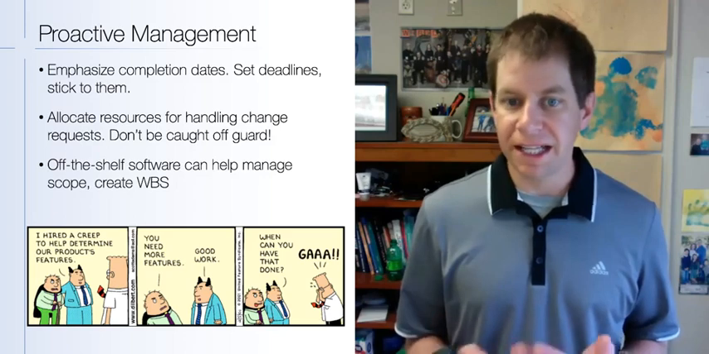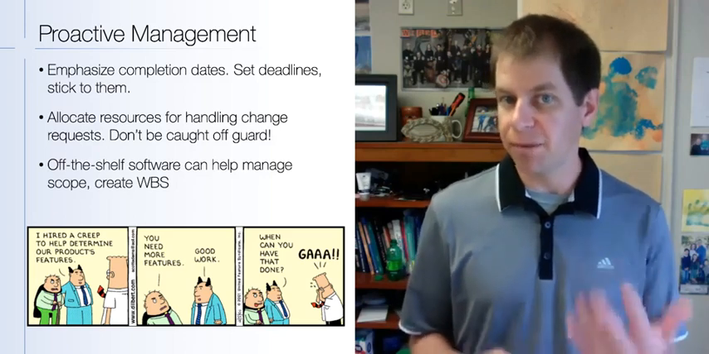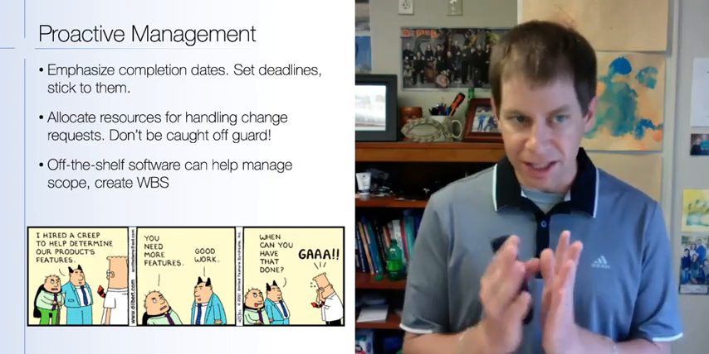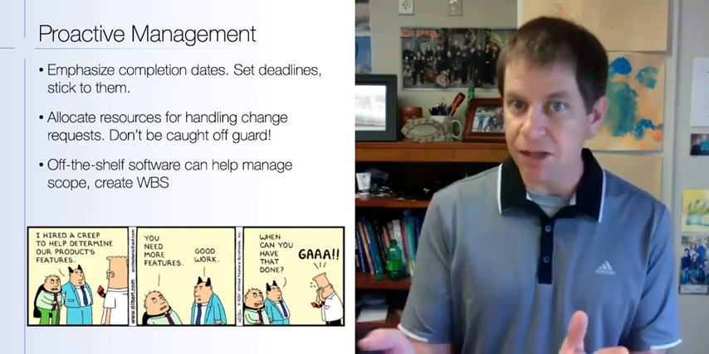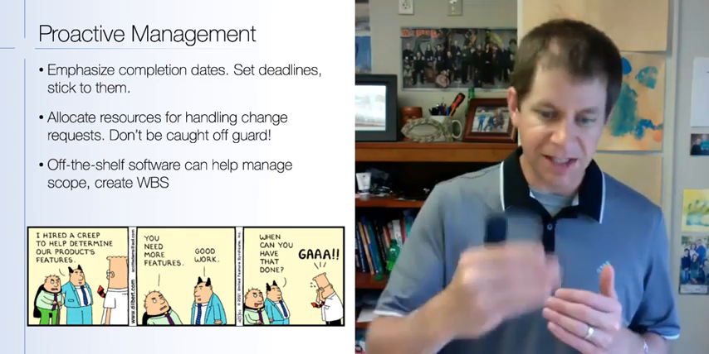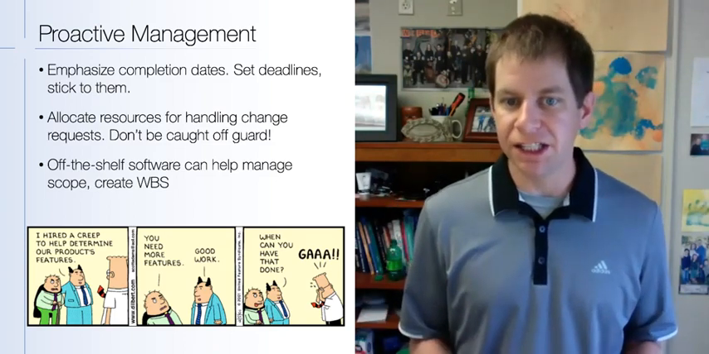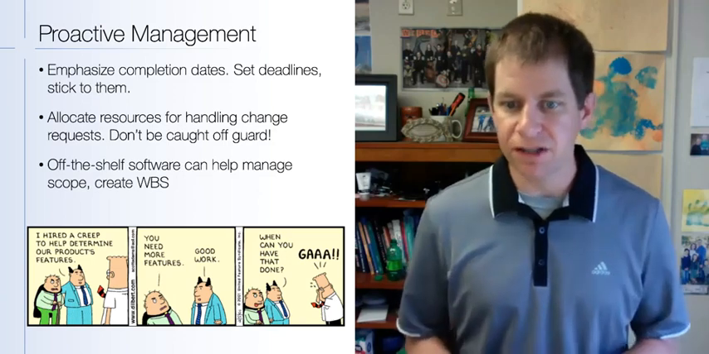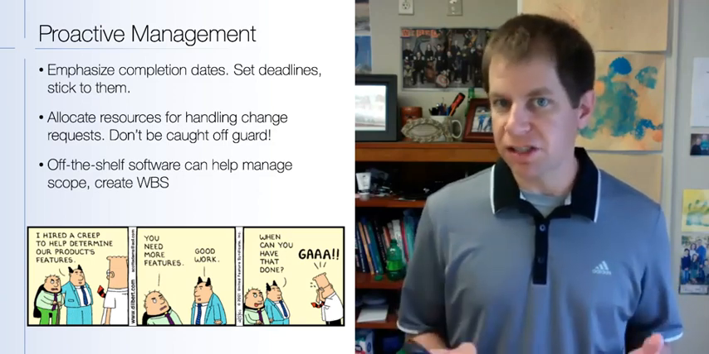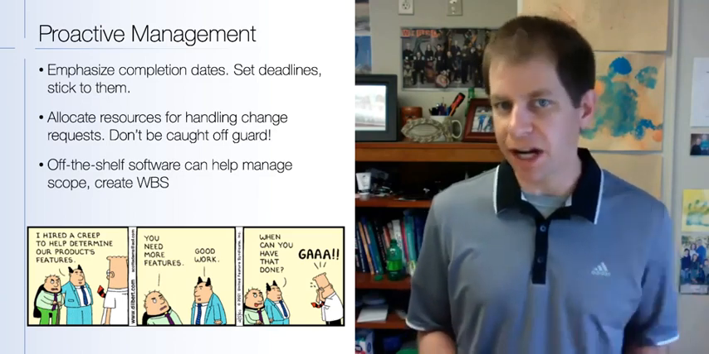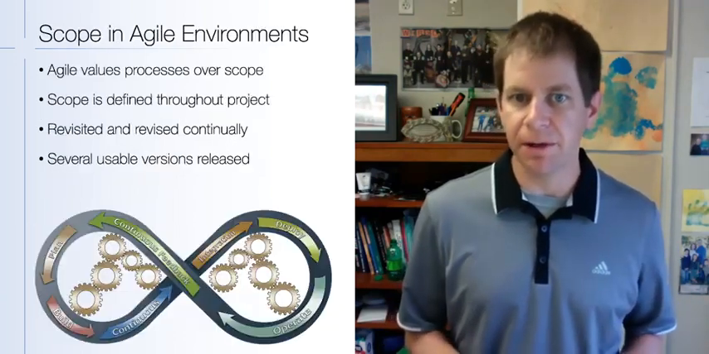Allocate resources for handling change requests. Don't be caught off guard. Have a process in place for dealing with changes, so when they happen, you know that this is the process that we use to deal with changes. They need to go through these steps and be approved by these people. Off-the-shelf software can help you manage the scope and create a work breakdown structure. You don't need any special software to create a work breakdown structure. You can, but you don't have to. Microsoft Project will do just fine for most people.